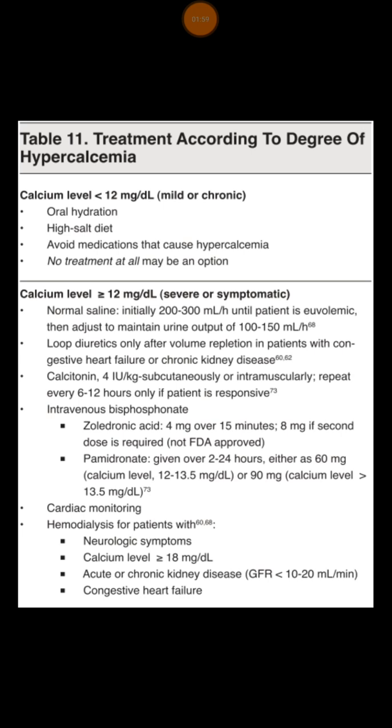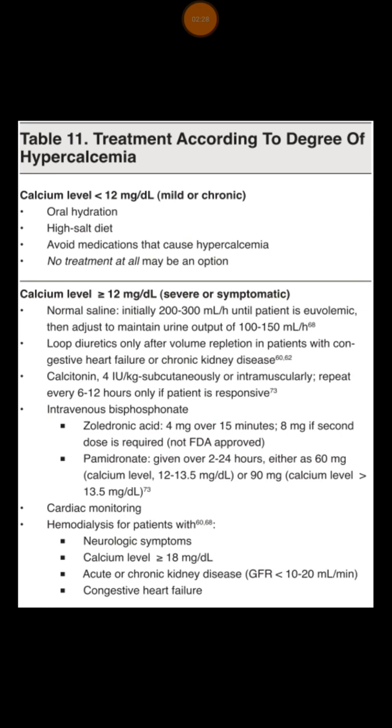Now, if the calcium level is severe or the patient is symptomatic, then you have to probably admit him and consider aggressive IV fluid. Loop diuretic can also be considered after fluid repletion in patients with heart failure or CKD. Calcitonin can be used, and it can be repeated every 6 to 12 hours.